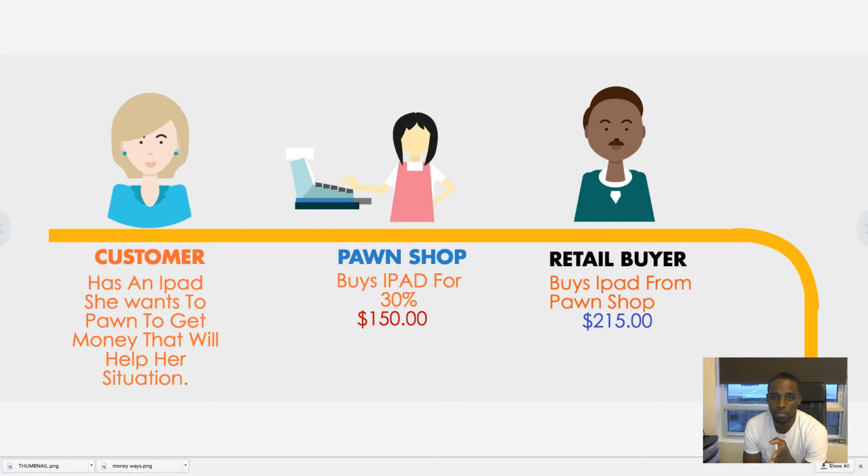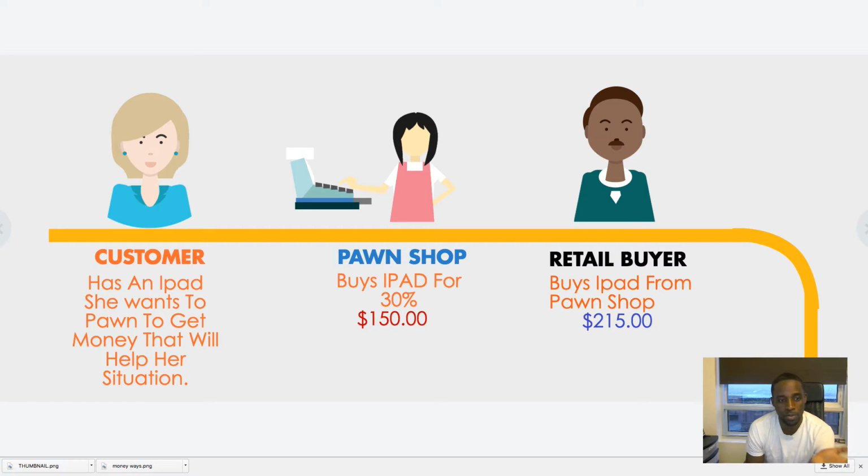The pawn shop tells the customer, this is the price I can give you for your iPad. And they usually pay about 30% of what the iPad is worth used. So they look it up on eBay and all these different sites, and then they pay 30%. They get it for 30% of that. And they tell that up front to the customer.